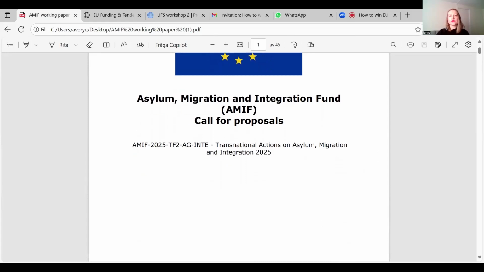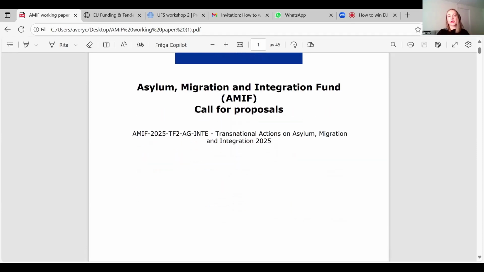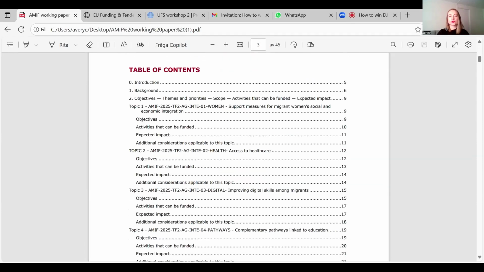And what we do, me and my partners, is work a lot with matching services, where we help especially women to find employment. So basically this grant is for us. We knew this a little, and we thought, okay, let's see if it's something for us. And we found this call. It has different priorities. One of them was health, one was improving digital skills among migrants, one was pathways to education. But it's not interesting because we don't work with health or digital skills. What we work with is migrant women and their social and economic integration.